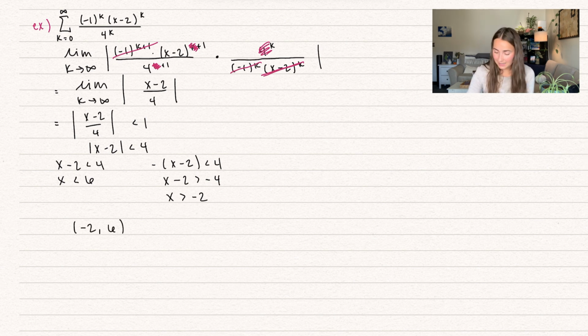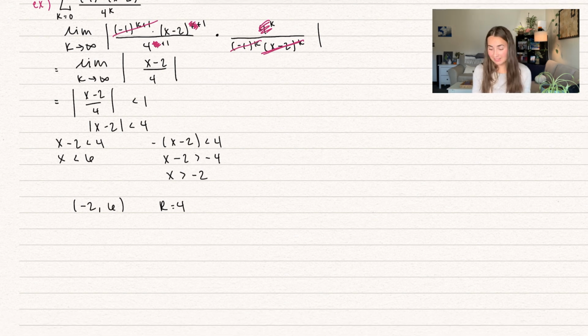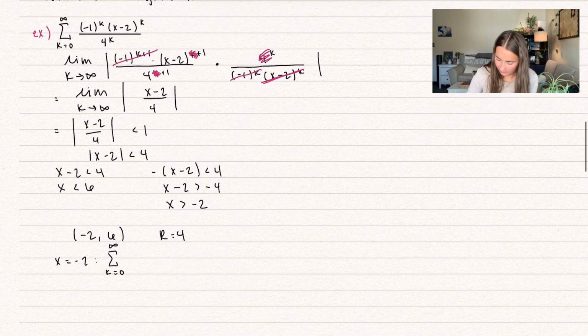So here immediately I can tell my radius of convergence, and I'm just going to go ahead and call it r, is going to be equal to 4. My radius of convergence is 4, but I also need to check my endpoints because what if it converges at one of these endpoints? So first, let's go ahead and plug in x equal to -2. We have the summation k equals 0 to infinity of (-1)^k times (-2 - 2)^k divided by 4^k.